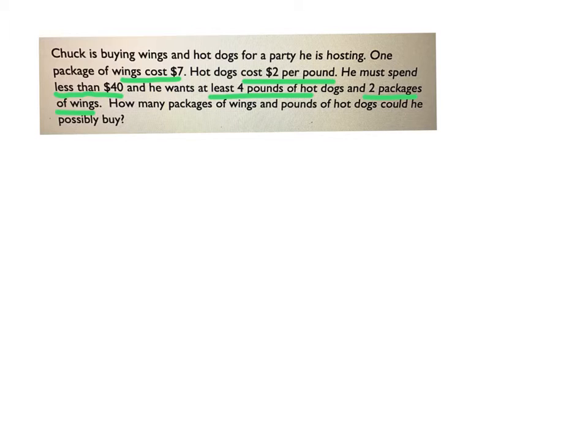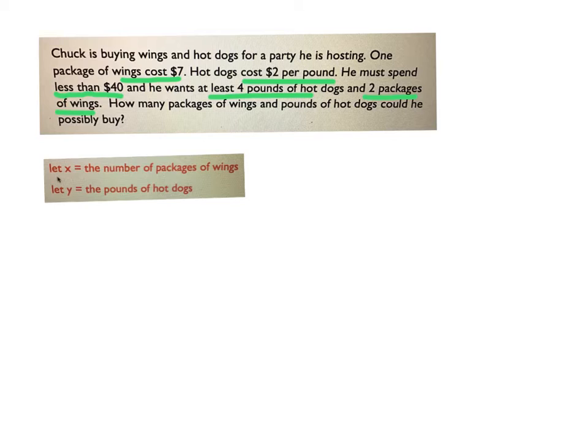All right, so first thing that we need to do is define our variables. We need to figure out which one's going to be X, which one's going to be Y. So we're working with two things, the number of hot dogs and the packages of wings. It's not going to matter which one you call X and Y, but you just need to make sure you write it down. So I'm going to do let X equal the number of packages of wings he buys, and let Y be the pounds of hot dogs.